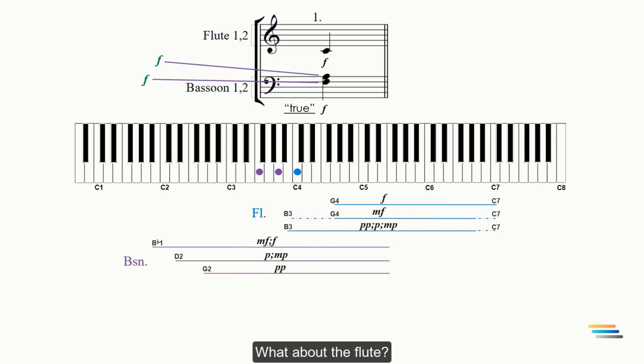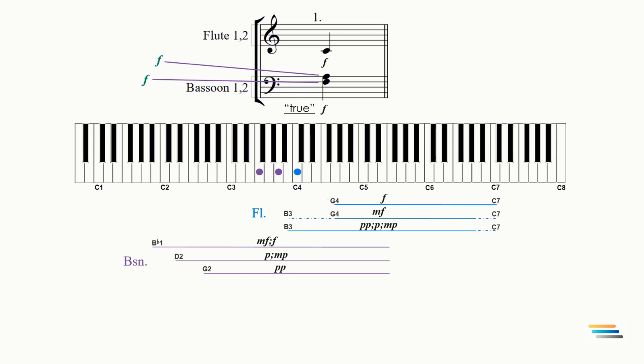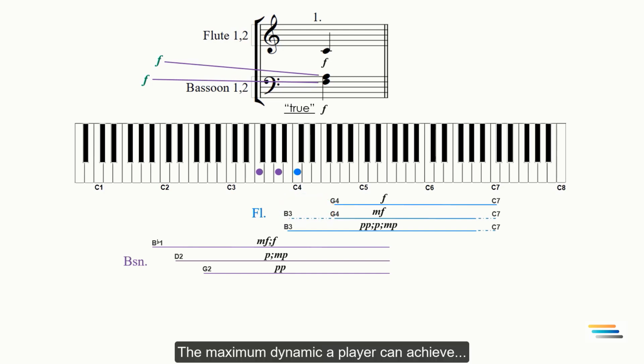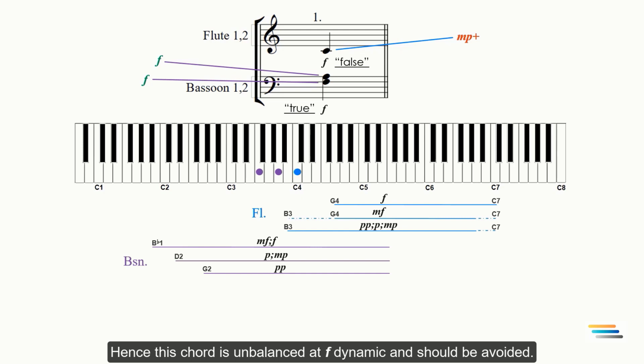What about the flute? Flute cannot play at forte dynamic in the first register. This is impossible. The maximum dynamic a player can achieve can only be a little bit stronger than mezzo piano. So bassoons are true, but the flute is false. Hence, this chord is unbalanced at forte dynamic and should be avoided.